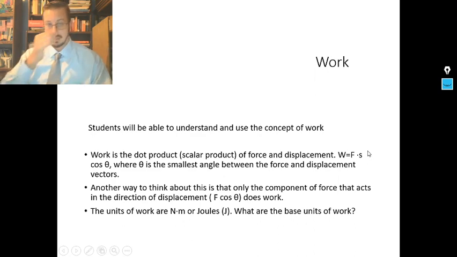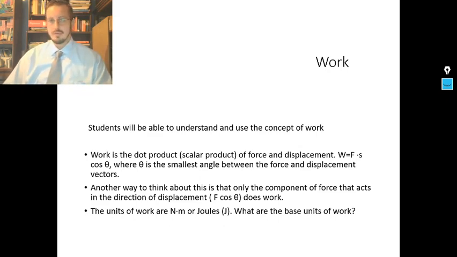Let's start with the concept of work. Students will be able to understand and use the concept of work. So what is the definition of work here? Well, work is the dot product or the scalar product of force and displacement. So we can multiply the two vectors, force and displacement, and get a scalar quantity like work. Work and energy are scalar quantities, and they're both measured in joules.